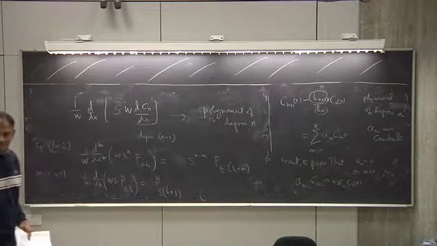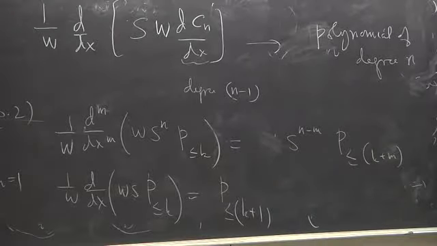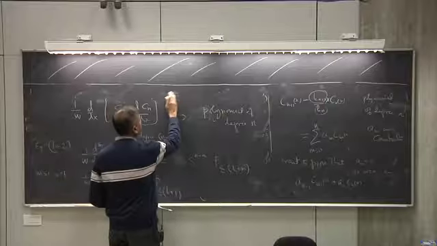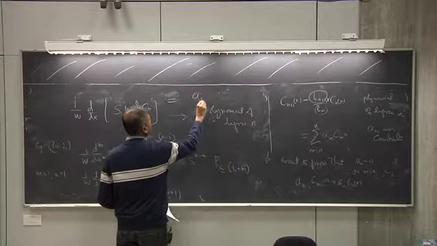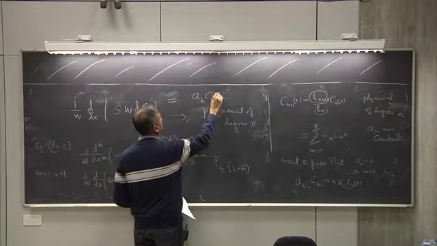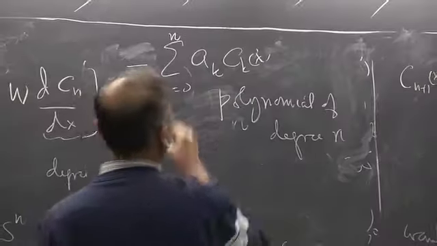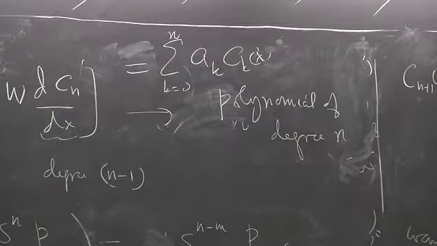Right? At most degree n, which means I can expand it again. So this means that I can write this as some combination, let's say sum of a_k C_k(x), where k goes from 0 up to n, because it's an nth degree polynomial. Okay, that just follows from there.